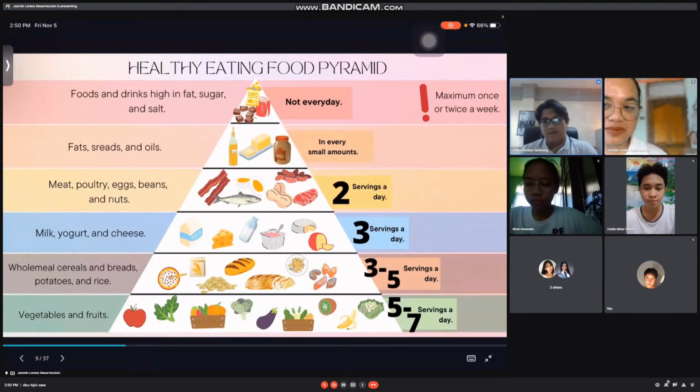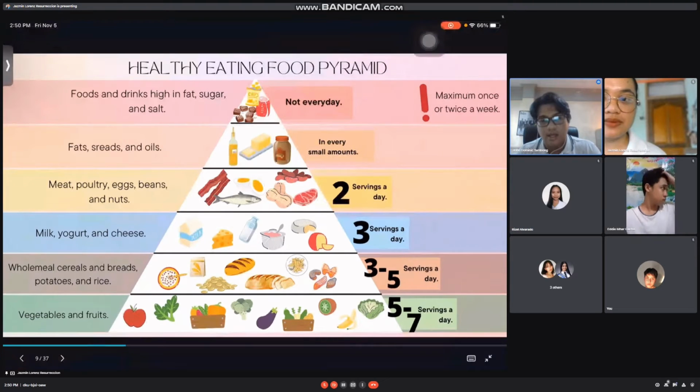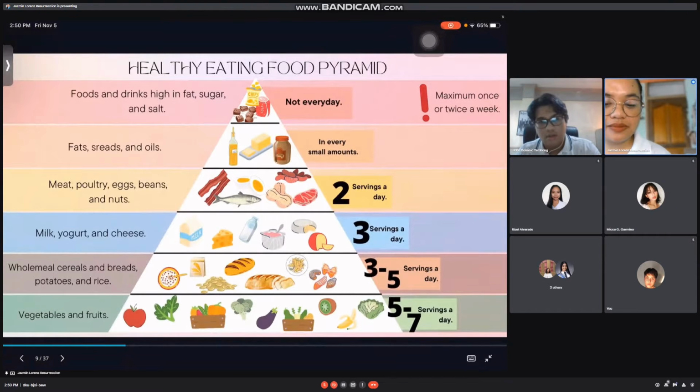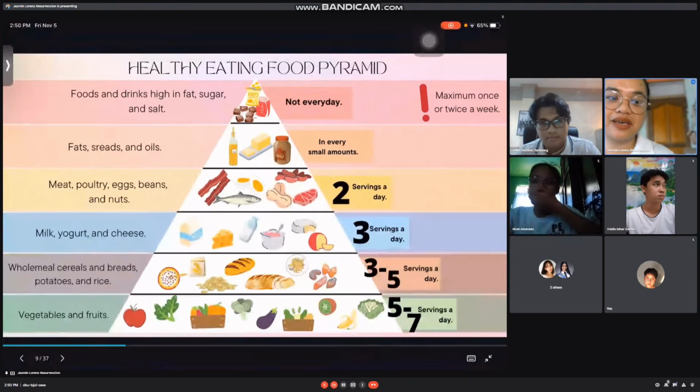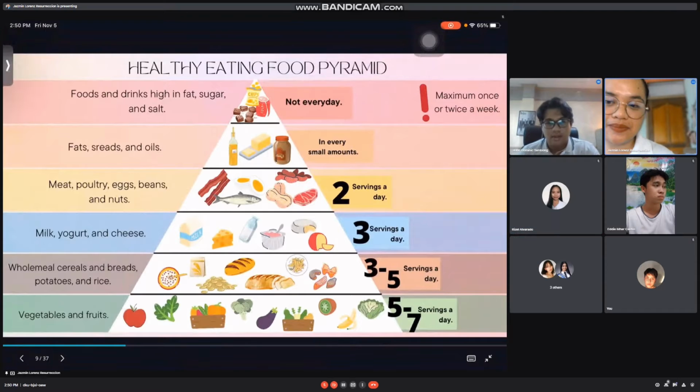Miss Resurrection, considering canned foods contain preservatives, where would you consider their placement in this food pyramid? I think canned goods belong to the top or the peak of the pyramid, since the foods that belong to that placement should only be consumed sparingly or not every day, since these foods have a lot of preservatives that may be harmful to our health. Thank you. All right, next slide, please.